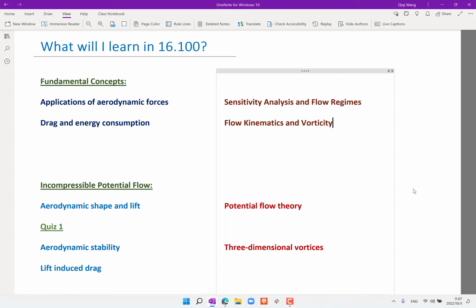Okay, and after that, we'll generalize our potential flow theory to 3 dimensions, which is going to look more quantitatively at lift-induced drag, which we already looked at in the fundamental concepts. All right, but more qualitatively. Now we are getting quantitative.